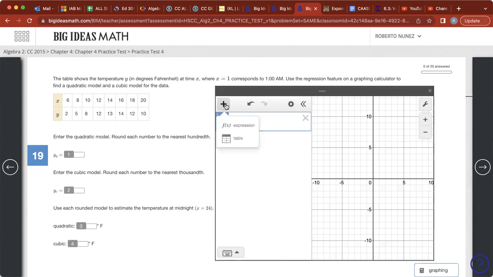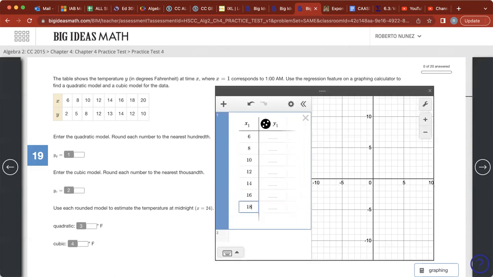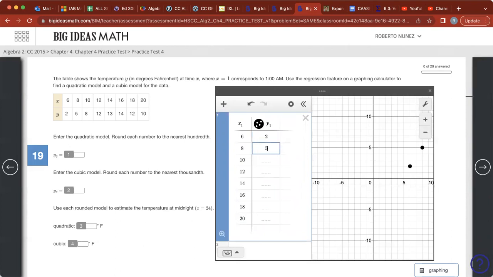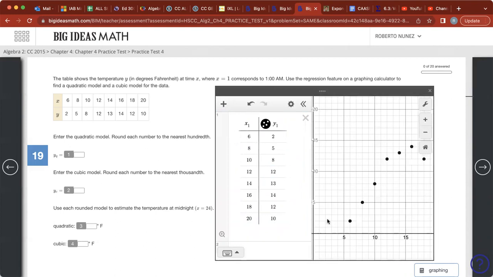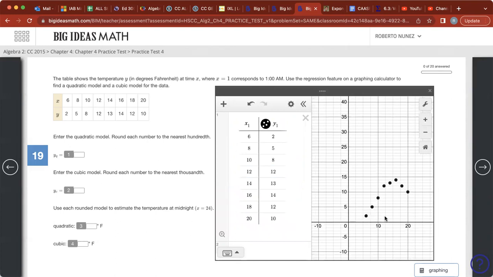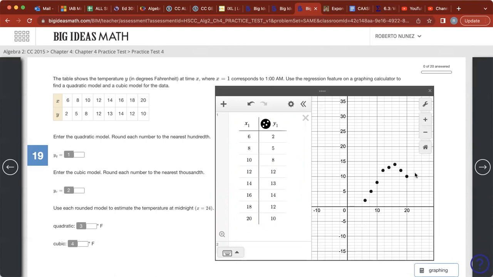And so what we're going to do is we're just going to add a table here. We're going to put add item in table. And then notice how we're given X1, Y1 as their names. And so now we're just going to input those X values. So we have 6 and 8 all the way to 20. Like that. And for our Y values, we have 2, 5, 8, 12, 13, 14, 12, 10. So let me see if I can find these points. So here are my points. As we can see, my data is right here.